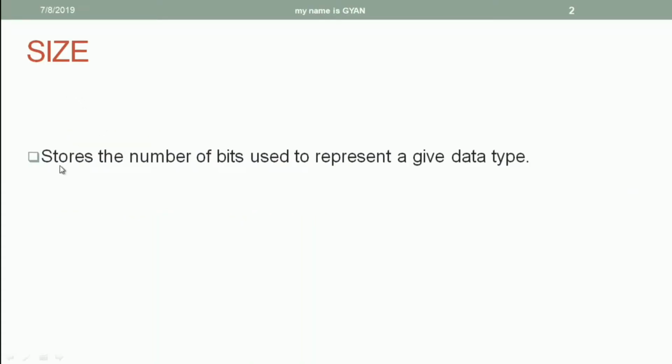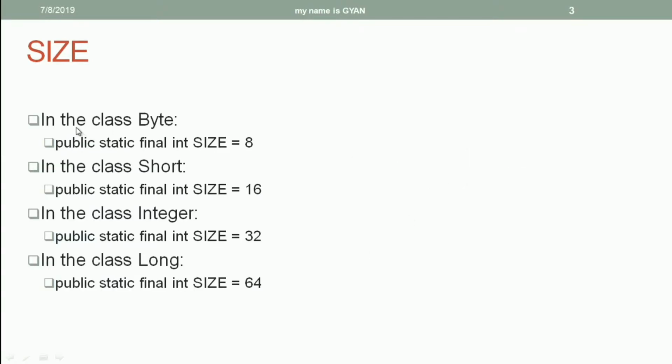The field size stores the number of bits used to represent a given data type. The field size in all the wrapper classes is public, static and final. The field size always returns int, meaning integer.